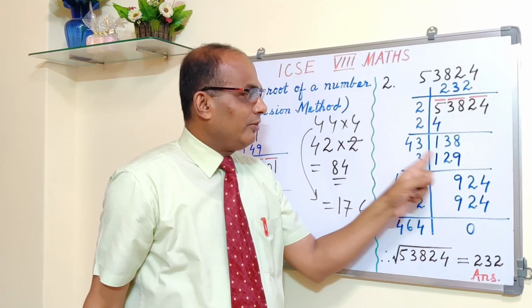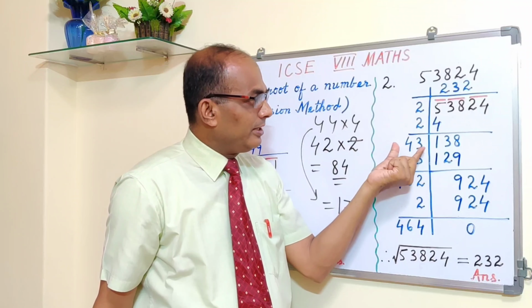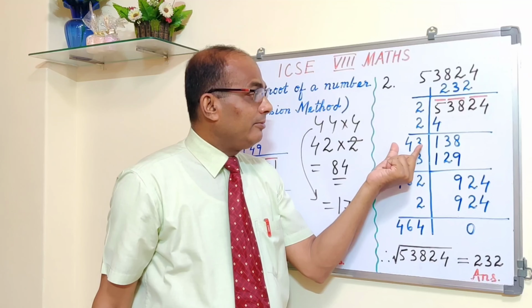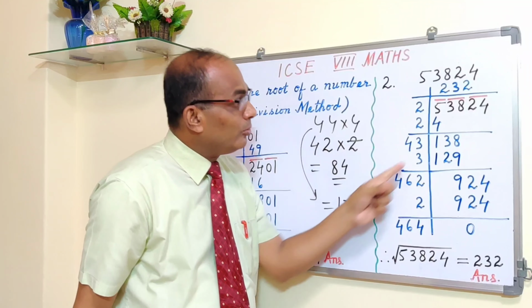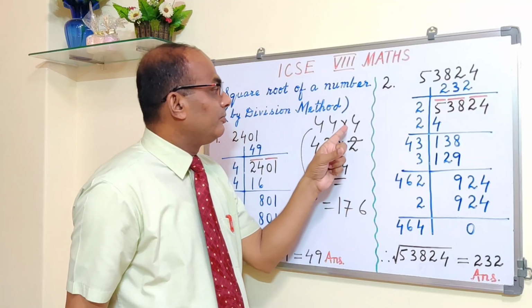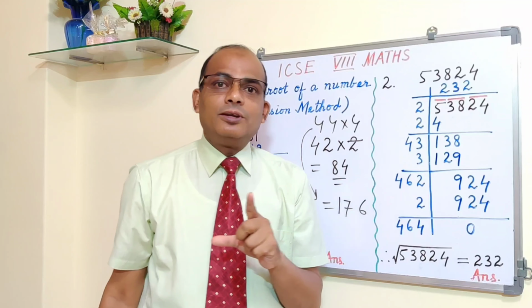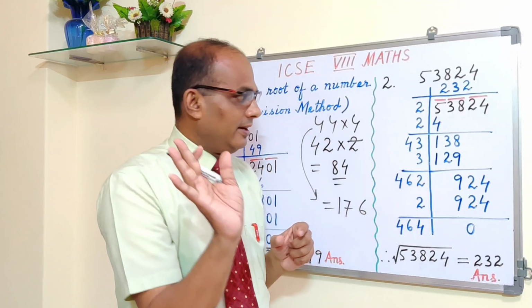When you write here 4, you have to write down 4 here also in place of 3, so this becomes 44. This new divisor is 44. You are multiplying this new divisor 44 by 4 and you are getting 176, which is more than 138. That's why we cannot take 4. So that means 3 is the possible greatest digit which we can take here. I think now the things are clear.